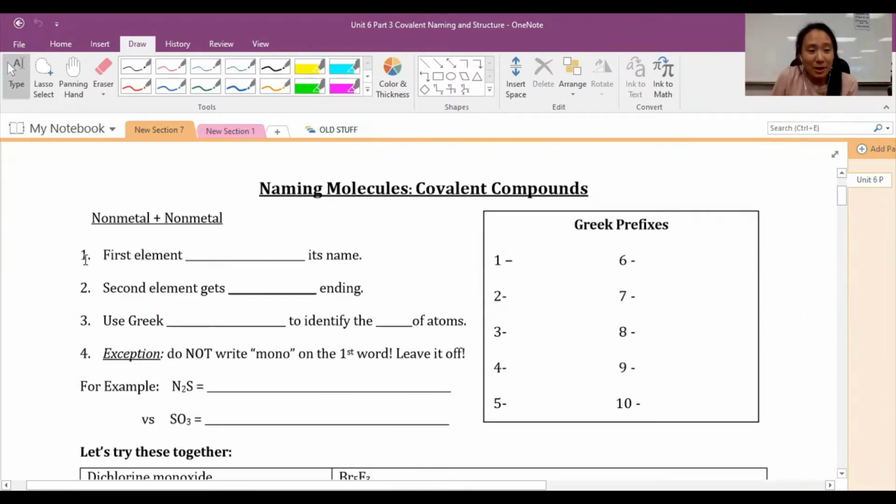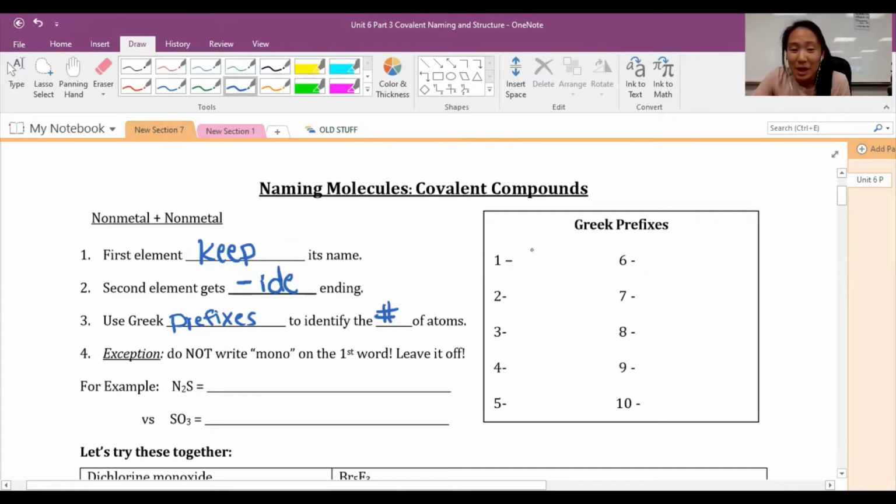So with naming, okay, the first element is going to keep its name. Okay, so you don't change the first element's name, but the second element that is in the compound, you're going to change it to have an IDE ending. Okay, we're also going to use Greek prefixes to identify the number of atoms. Okay, so let's go over the Greek prefixes.